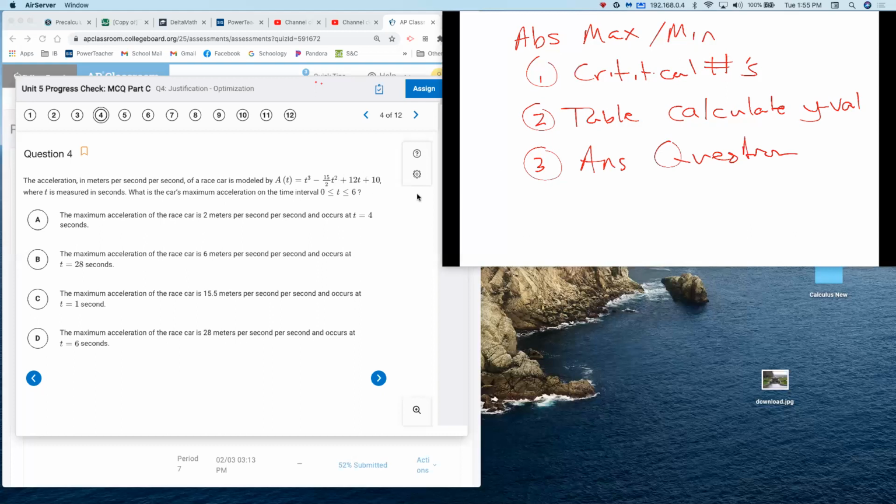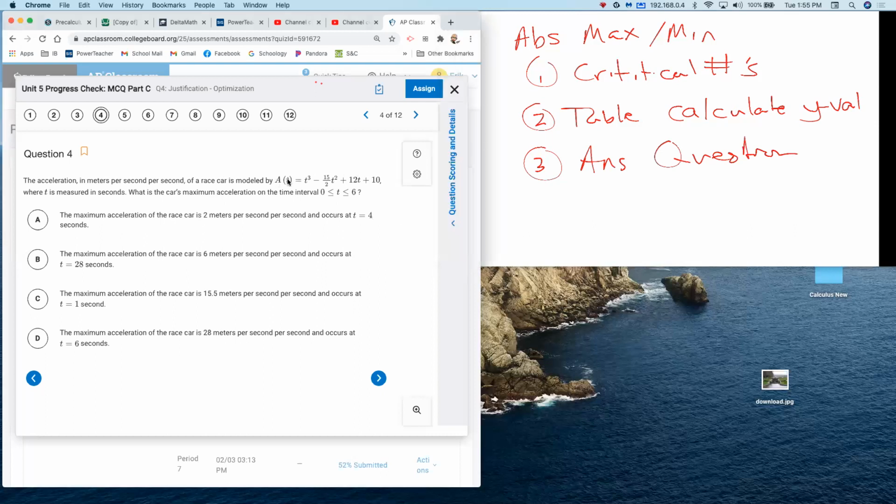We're going to do this with this function a of t. It really doesn't matter. They could have named this f. They could have named it j. They could have named it anything they wanted to. But you know that you're trying to maximize this function. Trying to highlight it. We're trying to maximize that function.